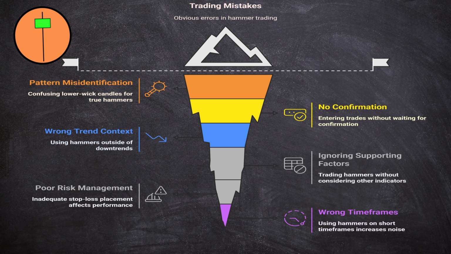Using the wrong time frames. Using hammers on very short time frames, for example, the 1 to 15 minute chart increases noise and false signals. Higher time frames provide more reliable signals.